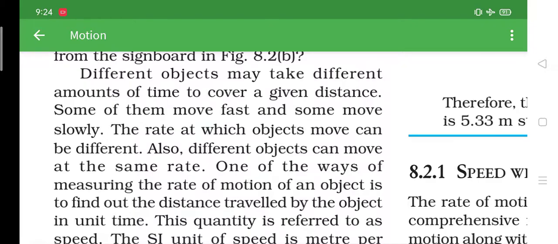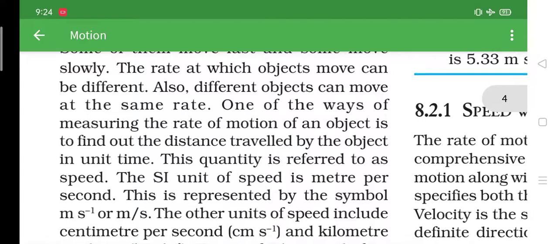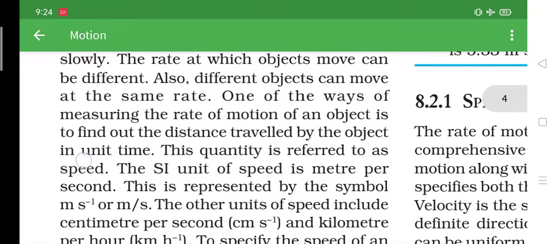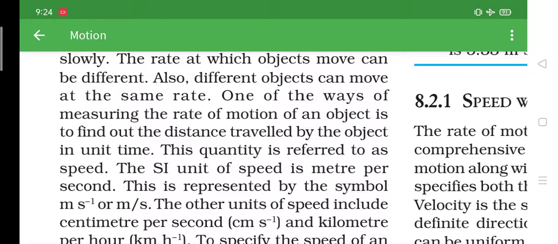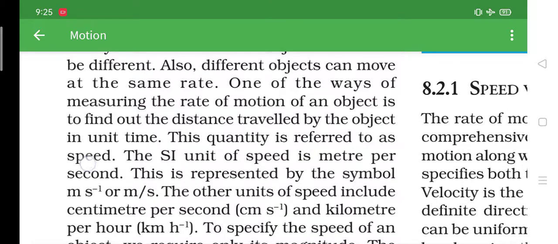Yes? One of the ways of measuring the rate of motion is the distance traveled by the object in unit time. So when I say 20 kilometers per hour, what does that mean? 20 kilometers per hour means it will travel 20 kilometers per hour, that means in 1 hour. Yes, so which are the two quantities that I am taking? First, 20 kilometers, that is a distance. Hour means it is time. Yes. The quantity referred to is speed.